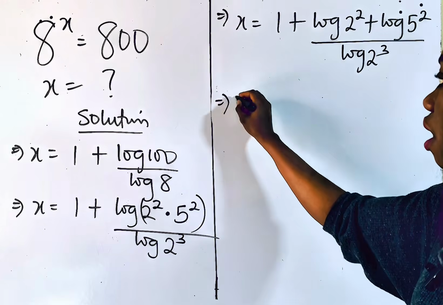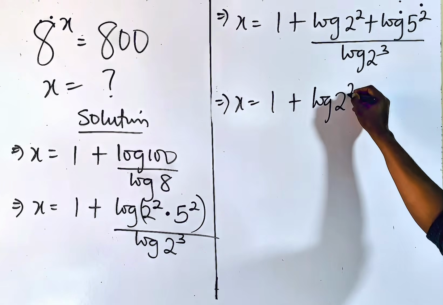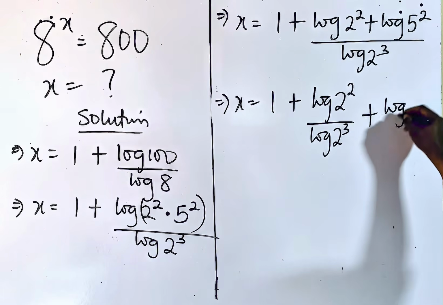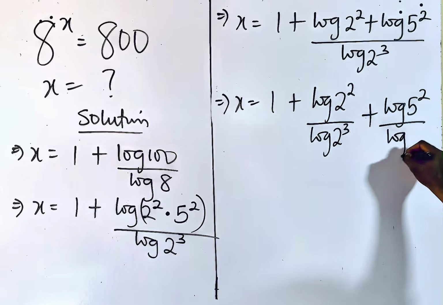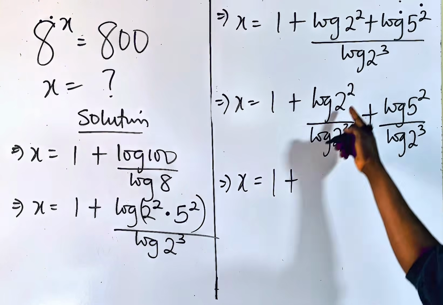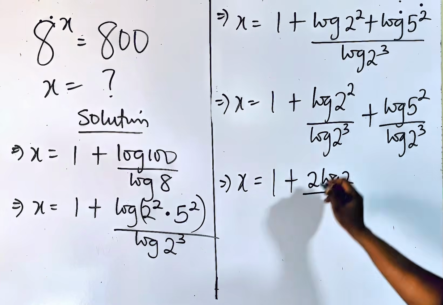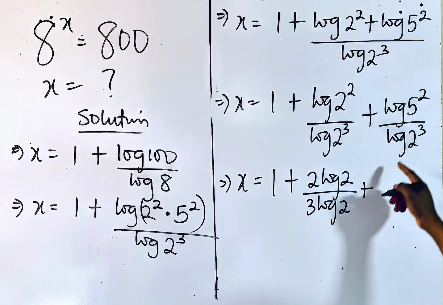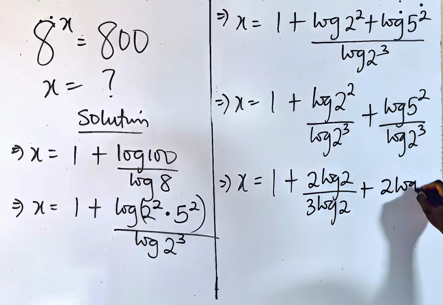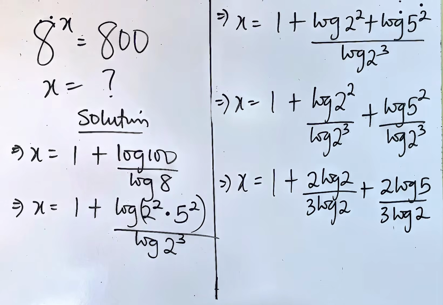So we still have x is 1 plus log of 2 squared divided by log of 2 cubed, plus log of 5 squared divided by log of 2 cubed. So we keep having x is equal to 1 plus, remember the power multiplies, so it gives you 2 log 2 divided by 3 log 2, plus 2 log 5 divided by 3 log 2. Now did you observe anything?